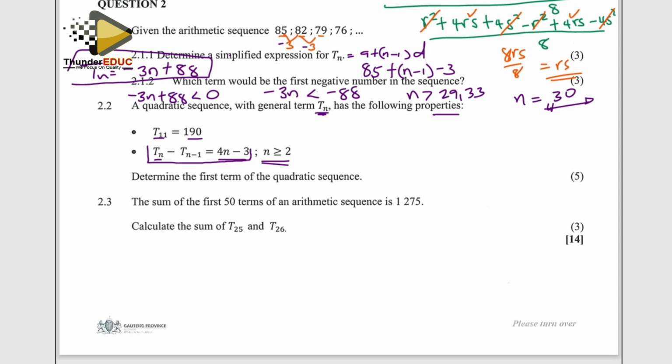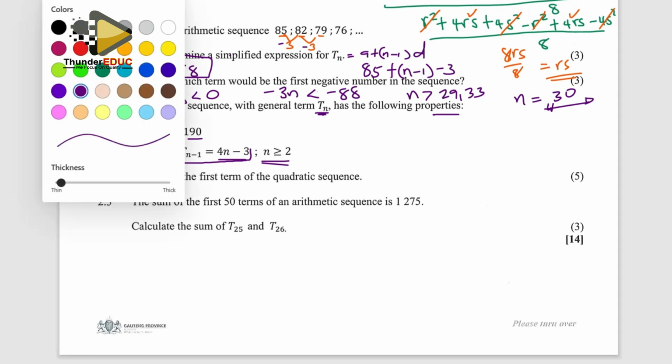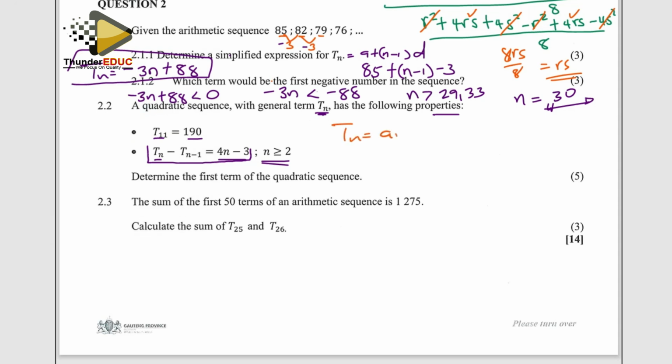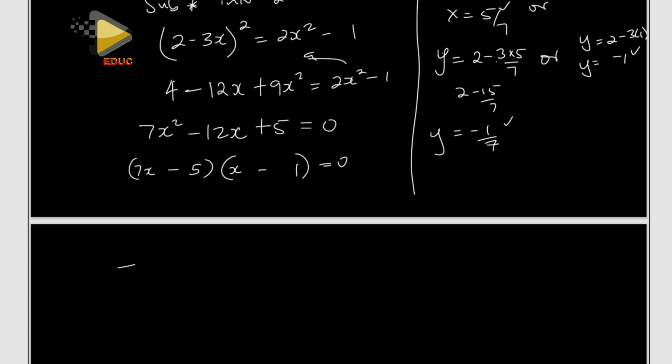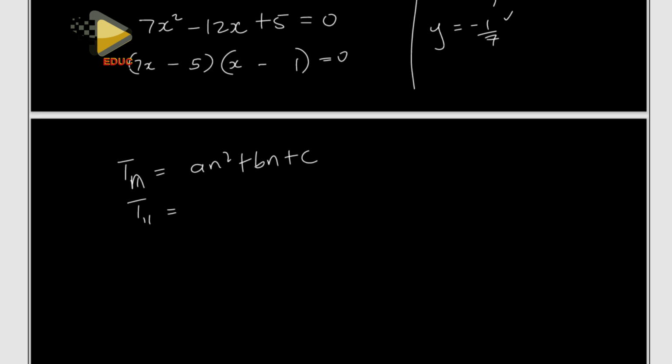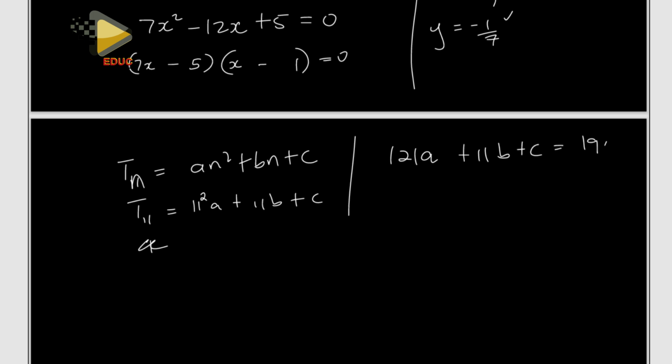When I looked at this question, it made me think, if my Tn is an squared plus bn plus c, then if I try to get my T11, it's going to be an squared plus bn plus c. Looking at T11, which is 190, I'll substitute that. It's going to be 11 squared a plus 11b plus c, which is 121a plus 11b plus c must give us 190.